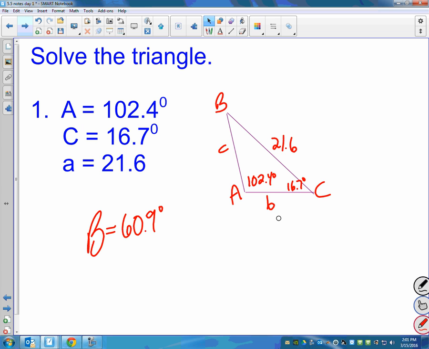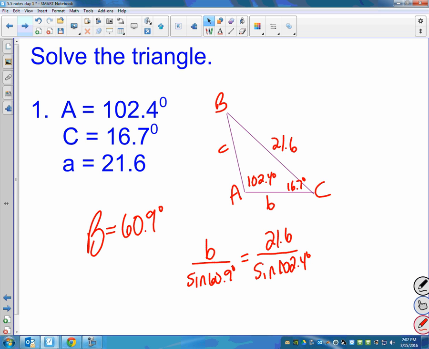So I'm just going to go alphabetical here, and I'm going to find side b. I'm going to set up the proportion that b over the sine of angle B, which is 60.9, and I have to use the one where I know the angle and the side. So I can't use c, because I don't know what side c is. So I have to use a and angle A. So that's going to be 21.6 over the sine of 102.4.